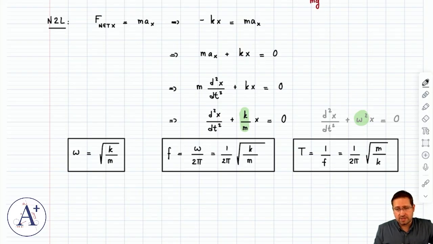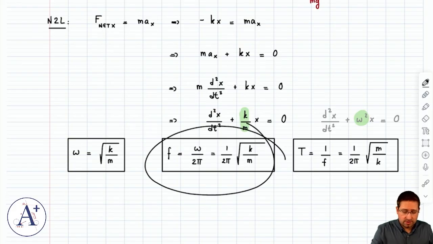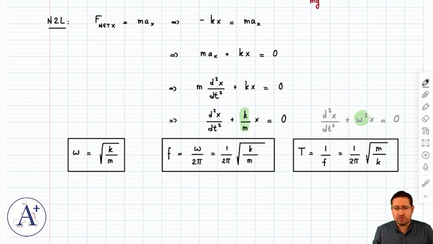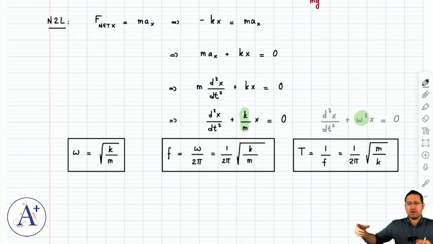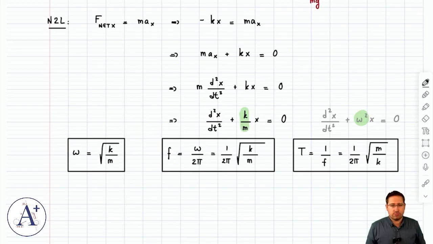And what I'm trying to emphasize here is that there will be a certain frequency at which this block oscillates back and forth that is set by the spring constant and its mass. That's it. It is, by the way, independent of the amplitude. You can pull it further and let it go. It's going to have the same period. This just means that on average it's going to move faster. But that's an interesting property, that the period and the frequency are independent of the amplitude.